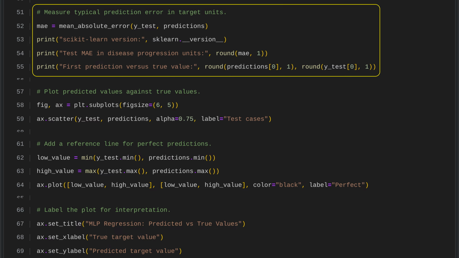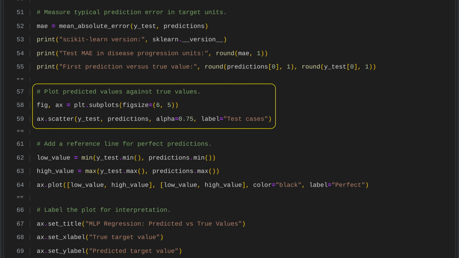The model is evaluated using mean absolute error, which shows how far its predictions are from the true values on average, regardless of direction. The Scikit-Learn version is printed to support reproducibility and debugging. The test error is then reported in disease progression units, and the first prediction is compared with the first actual value to give a quick check of model performance.